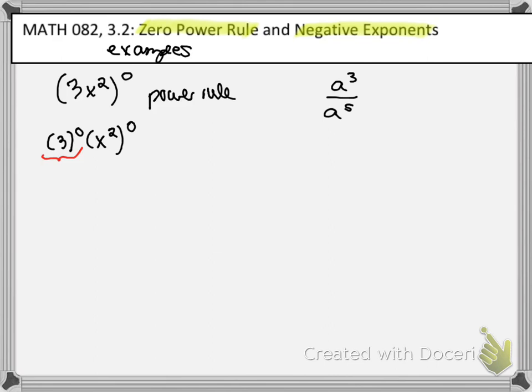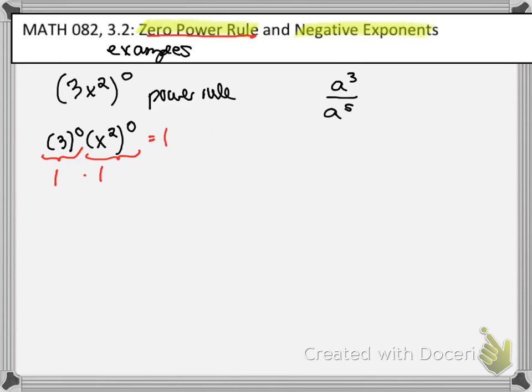So the zero power rule, if you don't know it, you can go back and watch my video. 3 to the 0 power by definition is 1. X squared to the 0 power is also 1 because, by the way, anything other than 0 itself raised to the 0 power is 1. So this is just 1.